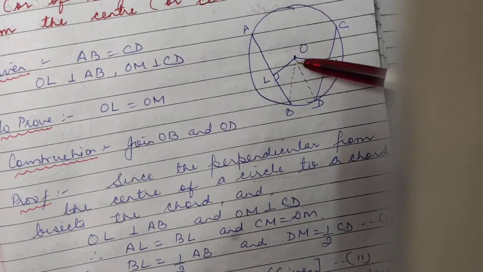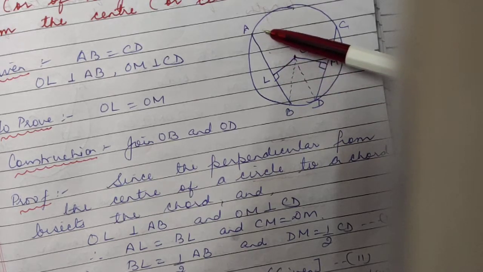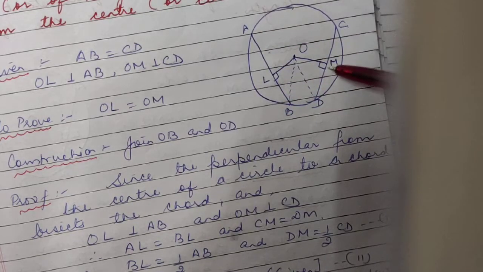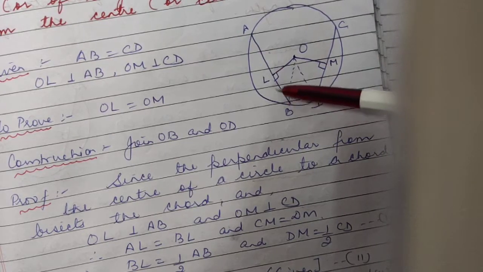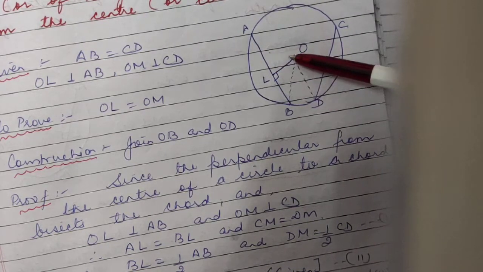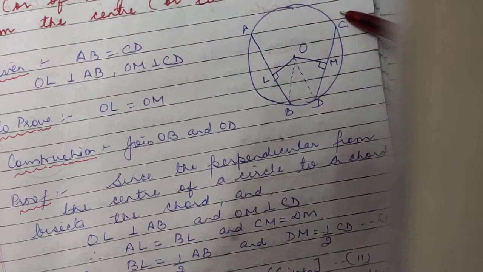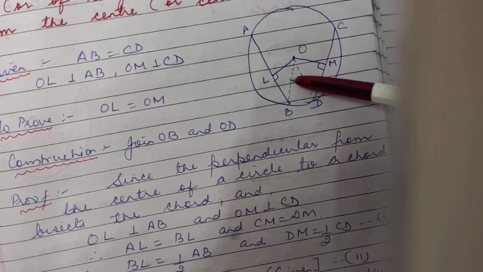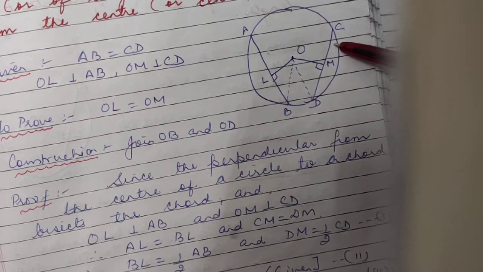Now we know that the perpendicular drawn from the center to the chord of a circle bisects the chord. Therefore AL equals BL and CM equals DM. Now we can write BL equals half AB because OL is bisecting AB. In the same way we can write DM equals half CD. And what is given already, that AB equals CD. So half AB will be equal to half CD, or BL will be equal to DM.